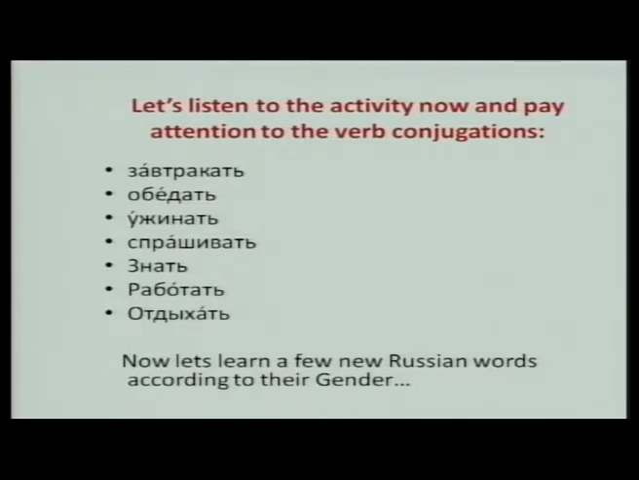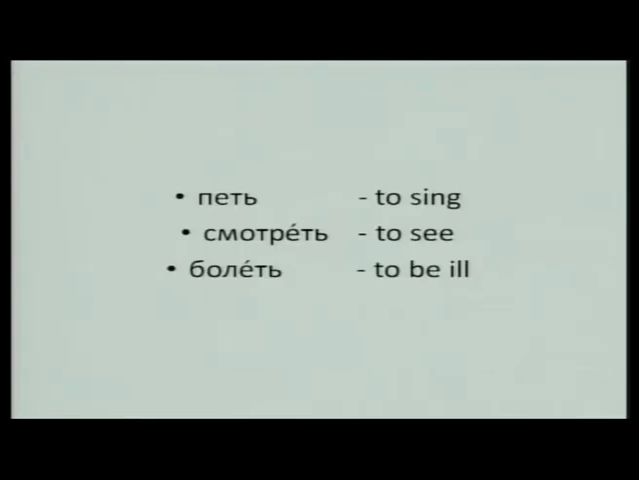Dear learners, according to this fundamental rule, all of the verbs which end in the and soft sign are conjugated likewise. And of course, since the Russian language has its own exceptions, there are a few verbs which are conjugated in a different manner. We will be learning about such verbs in dedicated lessons. Let us learn a few more new verbs. Петь means to sing, смотреть means to see, болеть means to be ill.